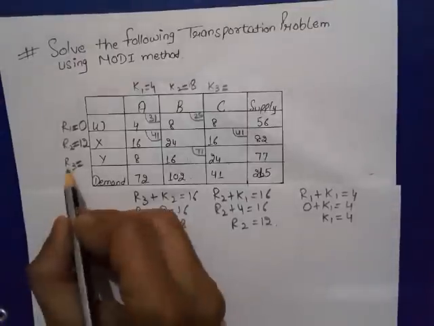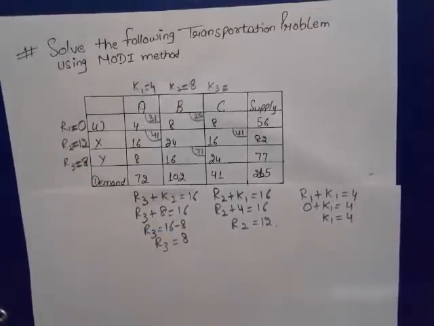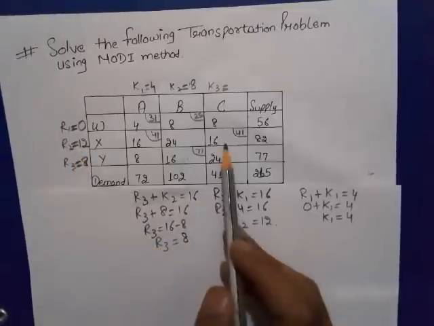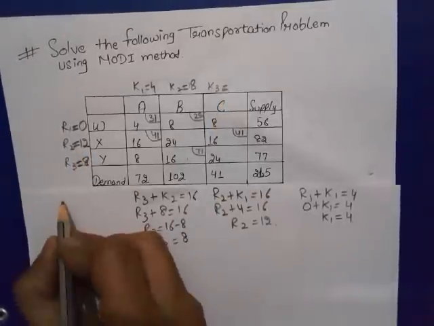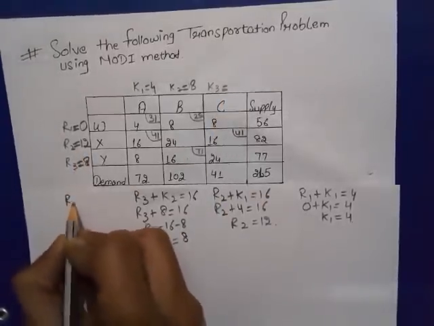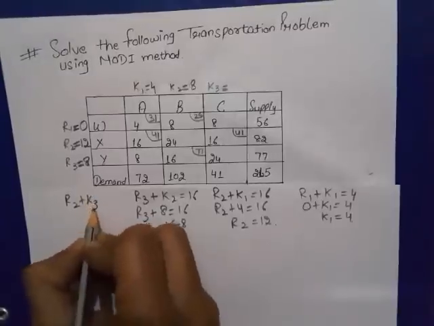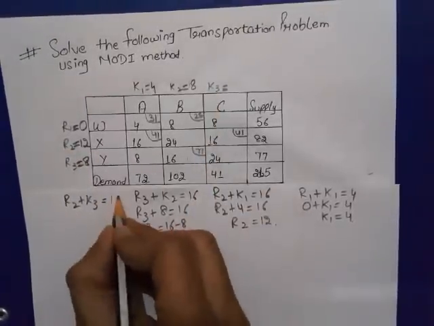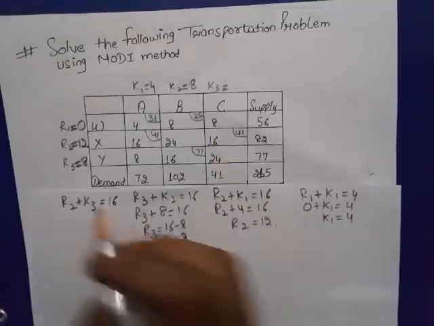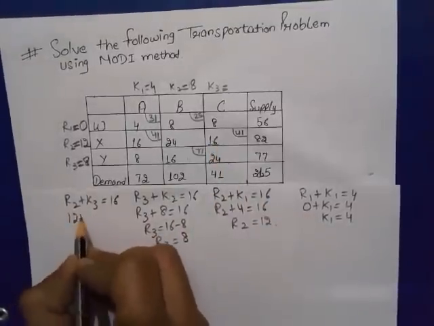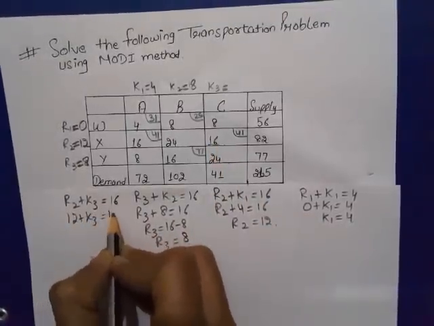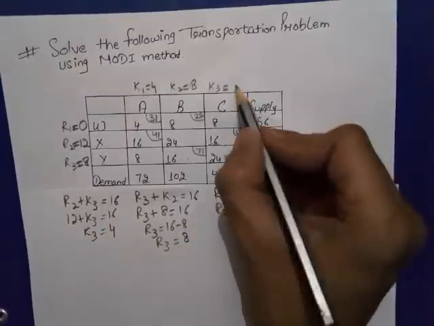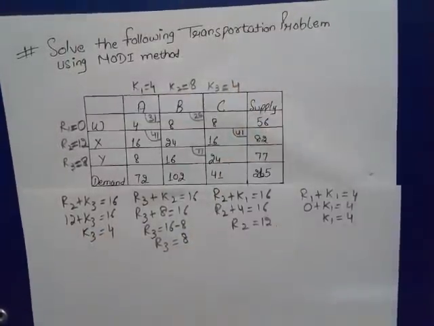So the value of R3 is 8. With the help of R2 we have to calculate K3. R2 plus K3 is equal to 16. R2 is 12, so the value of K3 is 4.